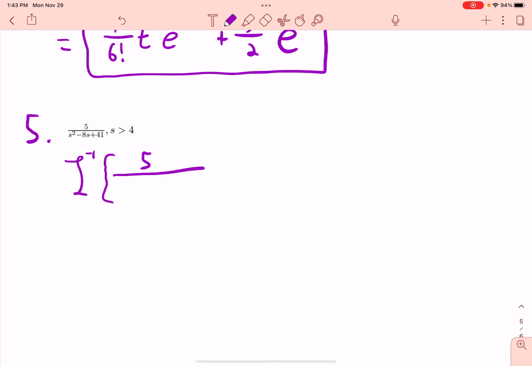5 over s squared minus 8s plus 41. Now, things to notice. First, it's a single fraction, so we can't right now split it up into pieces. We have to look for the whole thing. On the top, we have a constant. That looks good because whenever we have a constant on the top, we can change the value of that constant just by multiplying the top and bottom by something.